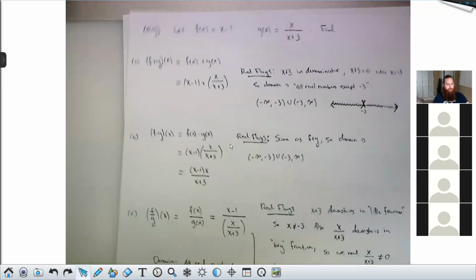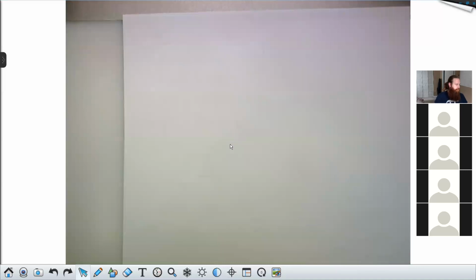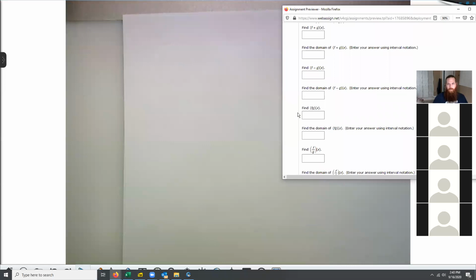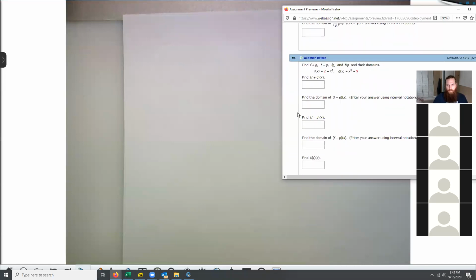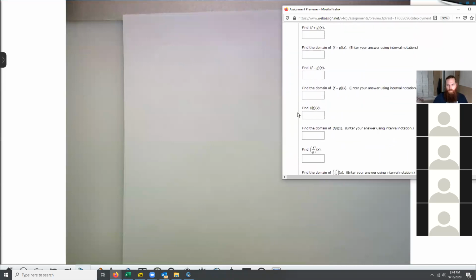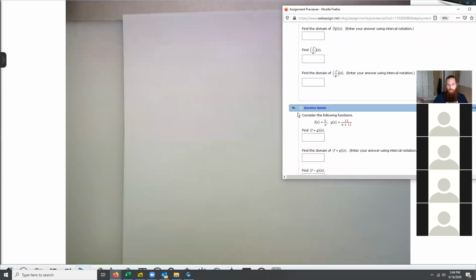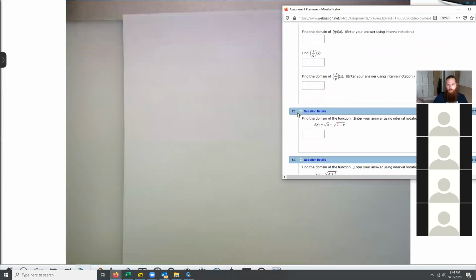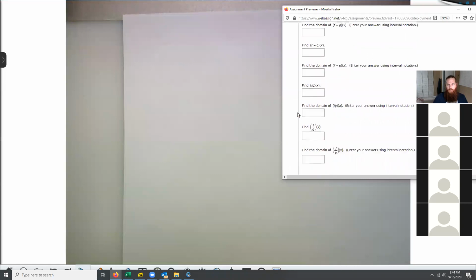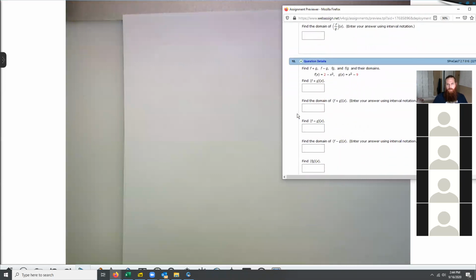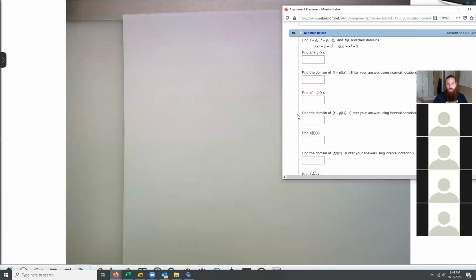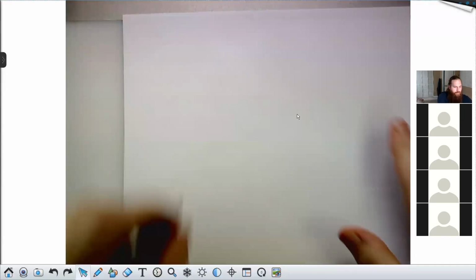Let's try one more. I'll take this next one from your homework. That's a good one. We'll get to those in a minute. Let's look at number 10. 2 minus x squared minus 9.